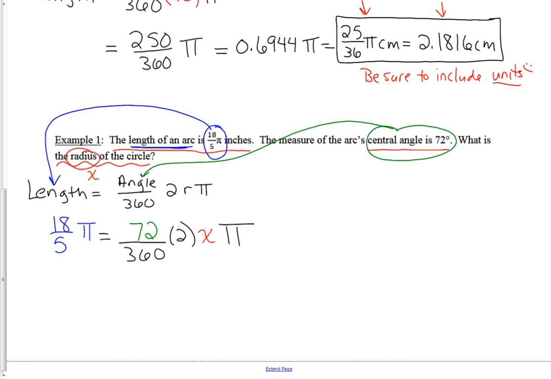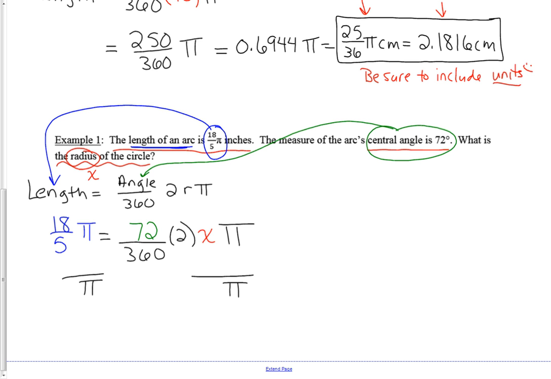So that's your first step, is just enter all of your information into the formula for arc length. Now, once we have done that, we need to get x by itself. Now, I hope you notice there's something the same on both sides of the equation, and that's that pesky little pi. So what we're going to do first is divide both sides by pi. So I'm going to divide by pi over here, and I'm going to divide by pi over here.